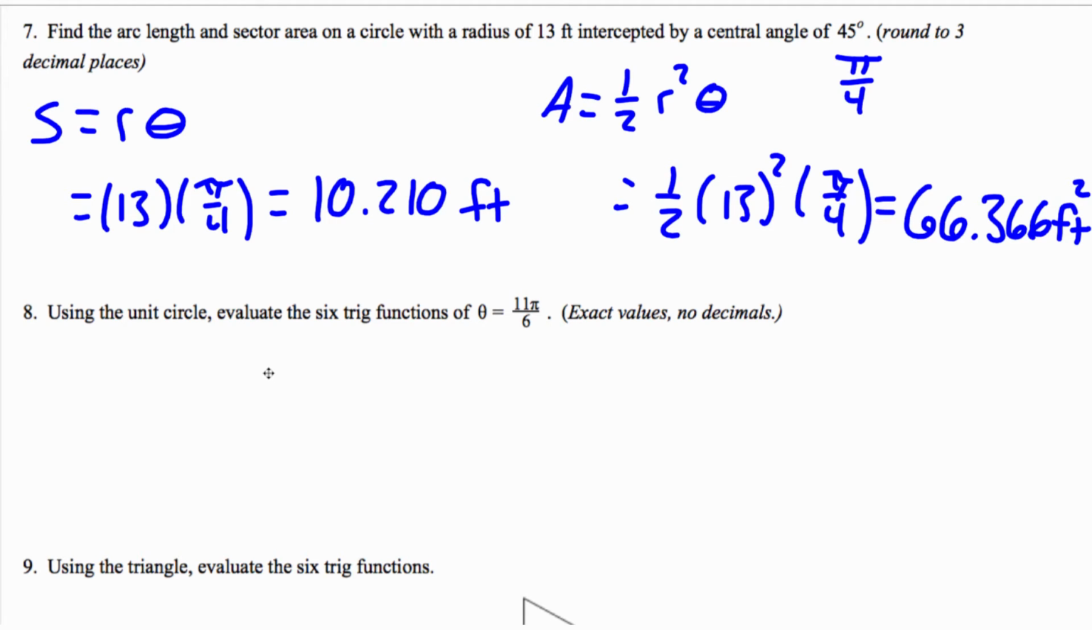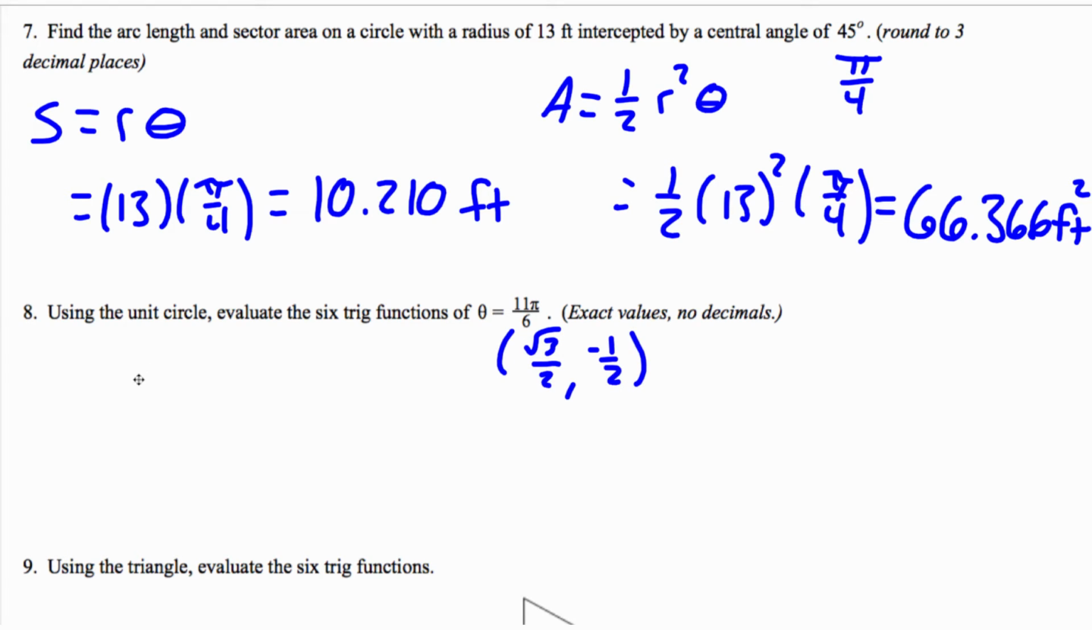On number 8, we're looking at using the unit circle to evaluate the 6 trig functions for the angle 11 pi over 6. If we look at our unit circle, the angle 11 pi over 6 has an ordered pair of root 3 over 2, comma, negative 1/2.